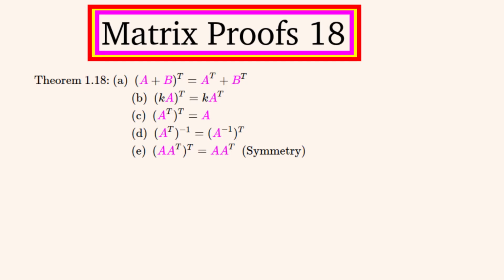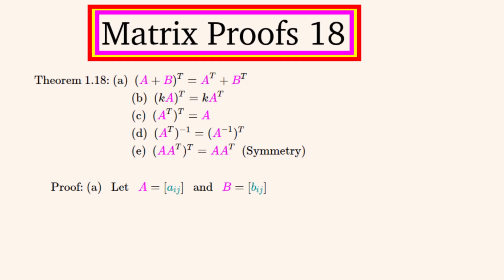In this video we'll prove these remaining transpose proofs. We've already proven some other theorems about transposes of matrices in other videos in this playlist. The last of these proofs states that when a matrix is multiplied by its own transpose, then it's symmetric, that is, that it's equal to its own transpose.